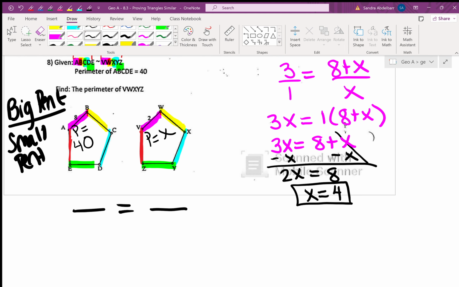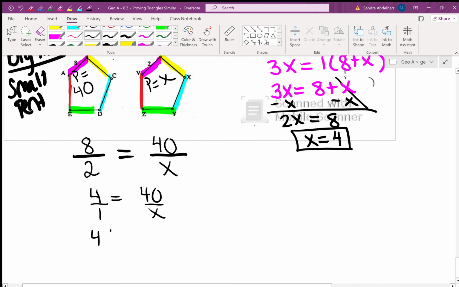Daniela? 8 over 2. And then we're going to use the perimeters. So we're going to say the big pentagon perimeter is 40, the small pentagon perimeter is X. Simplify down, we get 4 over 1 equals 40 over X. Cross multiply, 4X equals 40, so X will equal 10. All right, we are done for the week.